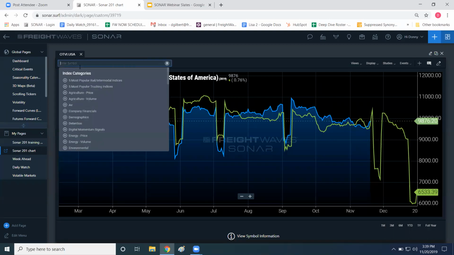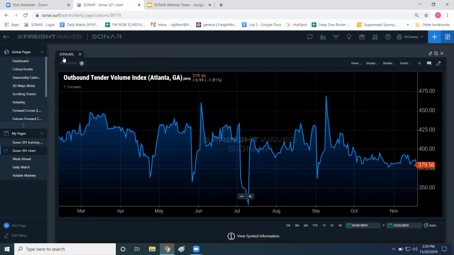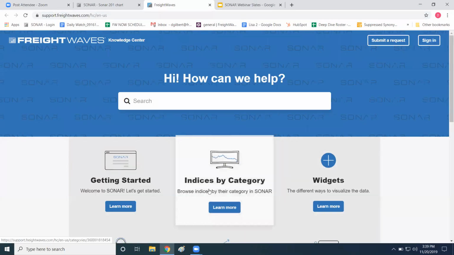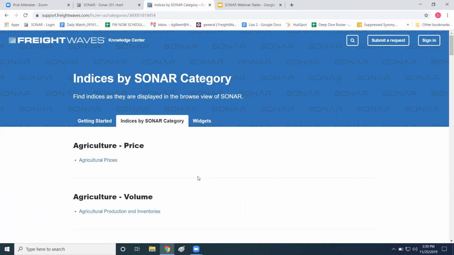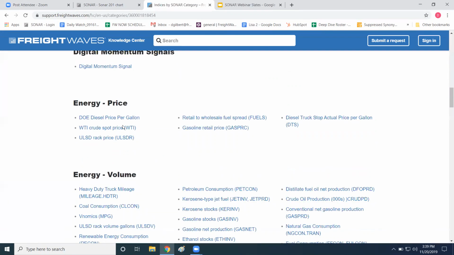But more importantly, we can look at these volumes on a market by market level. For volumes, our indice code is OTVI, and you can learn these codes in our help center. If you go over to the top right and click the question mark with a round circle, go to our knowledge center, select indices by category, and here will be listed all the different indices that we use in SONAR. You can click on these indices and it'll describe in a lot of detail what is going on with these indices. What is the indice?